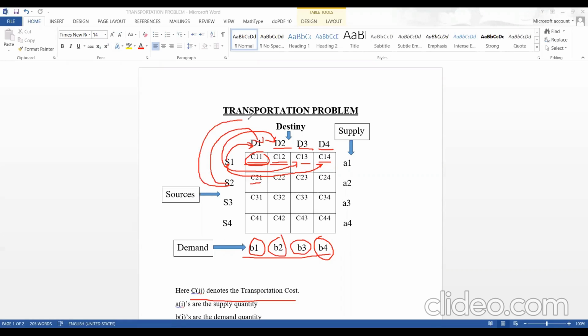From source S2 to destination D2, the transportation cost is C22 per unit. From source S2 to D3, it is C23, and from S2 to D4, it is C24 per unit. Similarly, these are the transportation costs per unit for transporting your goods from source S3 and from source S4 to the different destinations D1, D2, D3, and D4. So this is nothing but the tabular form of your transportation problem.